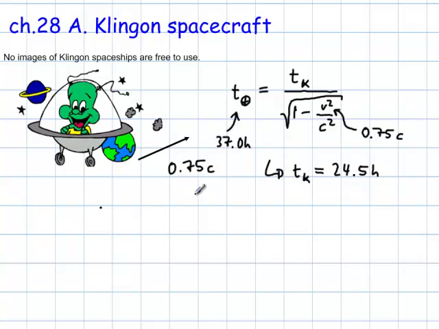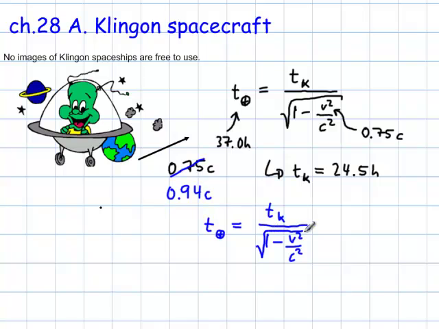Okay, then they're changing the numbers from 0.75 to 0.94 c. And again, from their point of view, that's how fast the Earth is moving. So now it's going to change to the time dilated time on Earth divided by the Klingon time. I'm sorry, not divided by, but equals the Klingon time divided by the square root of 1 minus v squared over c squared.